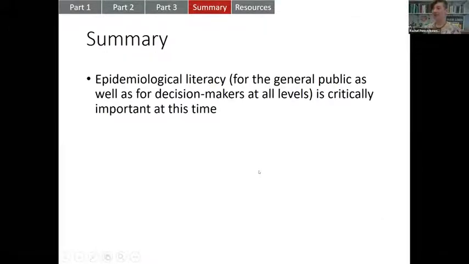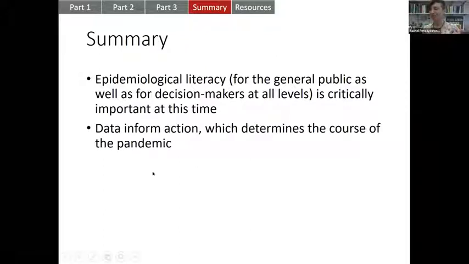So to summarize, I think that epidemiological literacy for the general public, as well as for people making decisions at all levels, is really critically important at this time. Data inform action, and that determines the course of this pandemic. So we need lots of data. We need to know what those data are, how are they collected, how are they reported, and we need to know how to interpret them so that we can make informed decisions for ourselves and for people who we make decisions for, whether they're people in our families, people in our classes, people in our workplaces, etc.